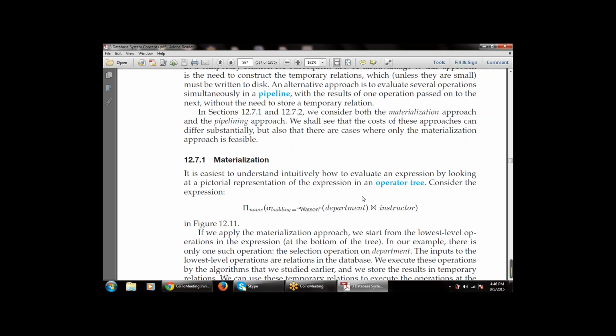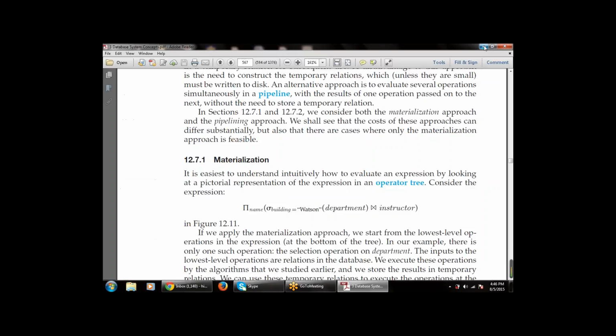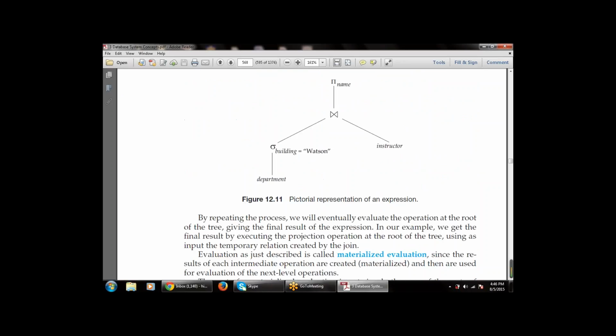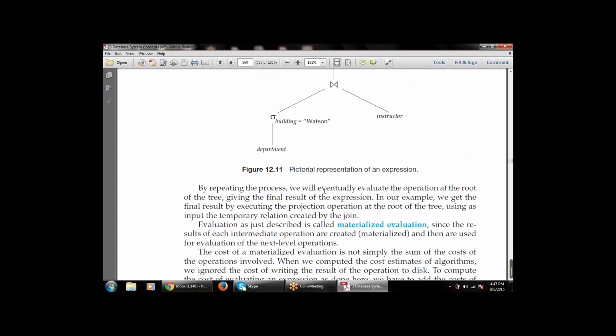That is, how to use those expressions on the relations used in current databases. This is the pi, this is the join, this is building equals Watson, then instructor, then department. By repeating the process, we will eventually evaluate the operation at the root of the tree, giving the final result of the expression. So it starts from the bottom level and goes up to the root of the tree, which gives the final result of the expression.